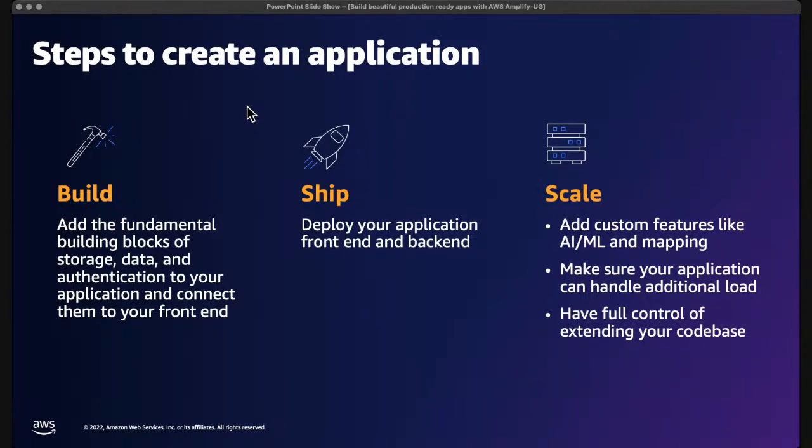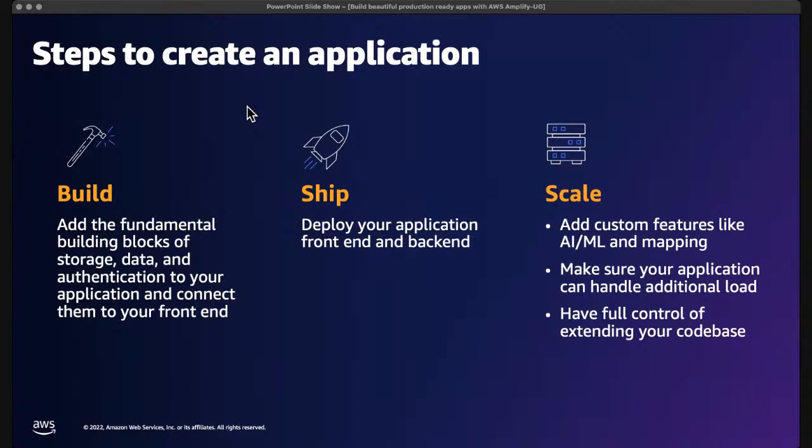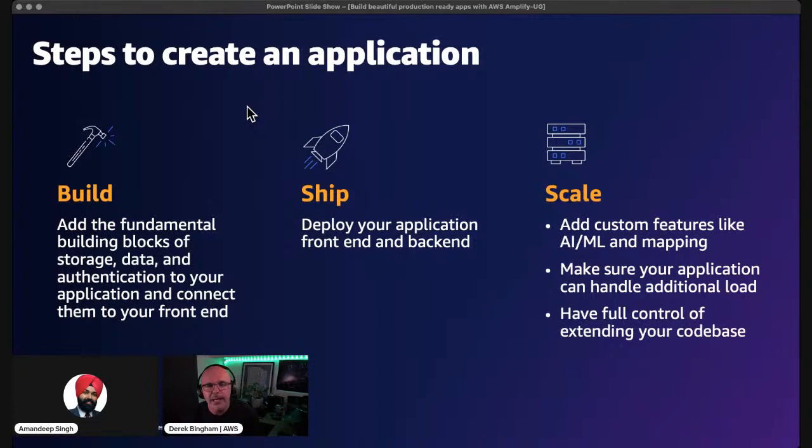And then we talk about the scale part, and that's all about adding more complex features like AI, ML, or geolocation, or listening to our users and making sure that our application is scaling to meet our user needs, but still having full access to the code base if we want to extend our application beyond what maybe a traditional framework would do. So these really tie in nicely with the Amplify capabilities: build, ship, and scale.